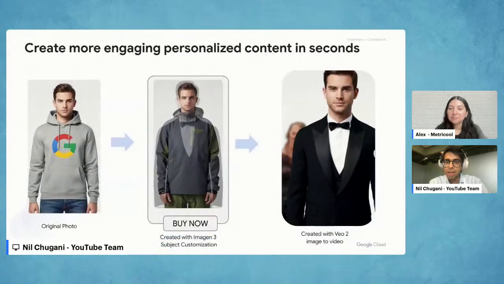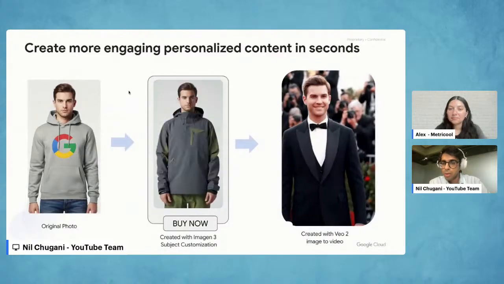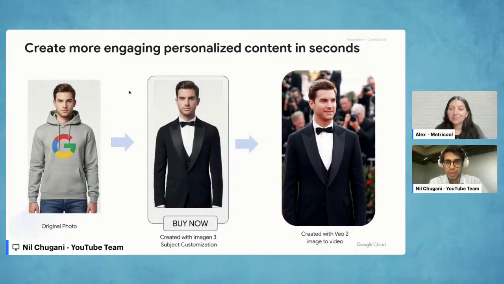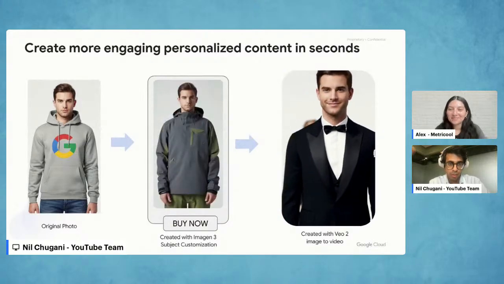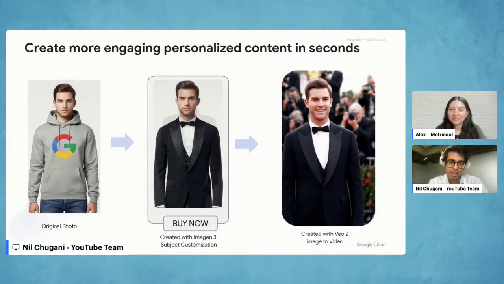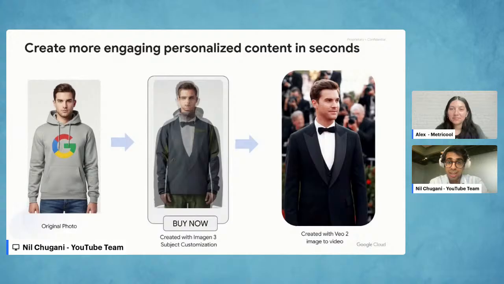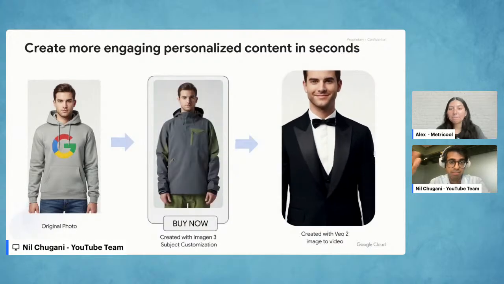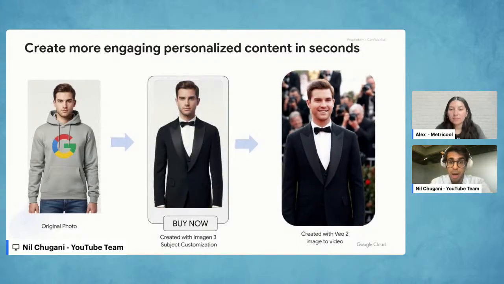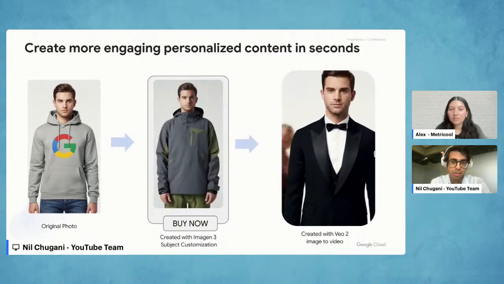And then here we have another example of how someone took an original photo of a model wearing a sweater, a Google hoodie, and then changed the type of clothing they were wearing, and then even created a video out of it. So if you're a retail brand out there and you have a huge product catalog and you don't have enough time or effort to create a million images, this is a really good solution for you.